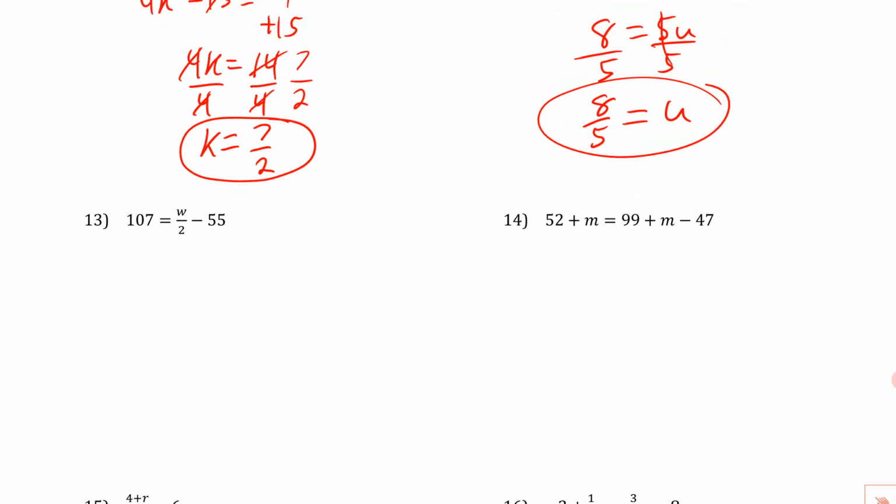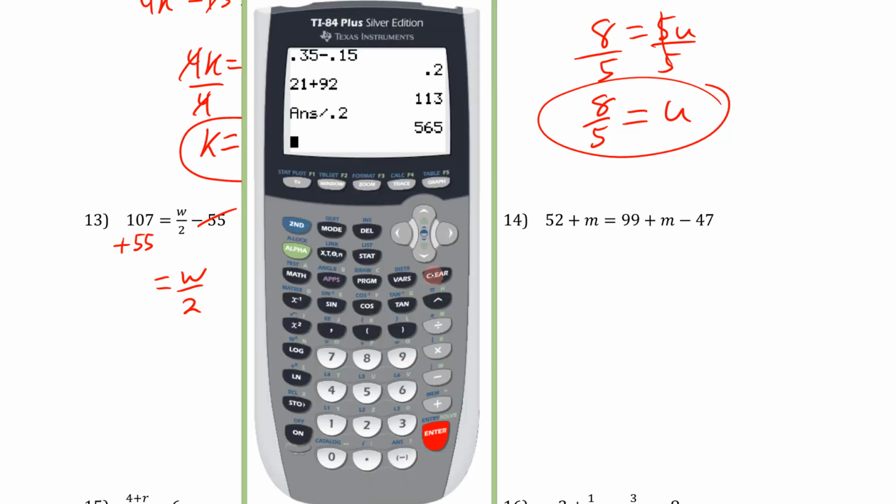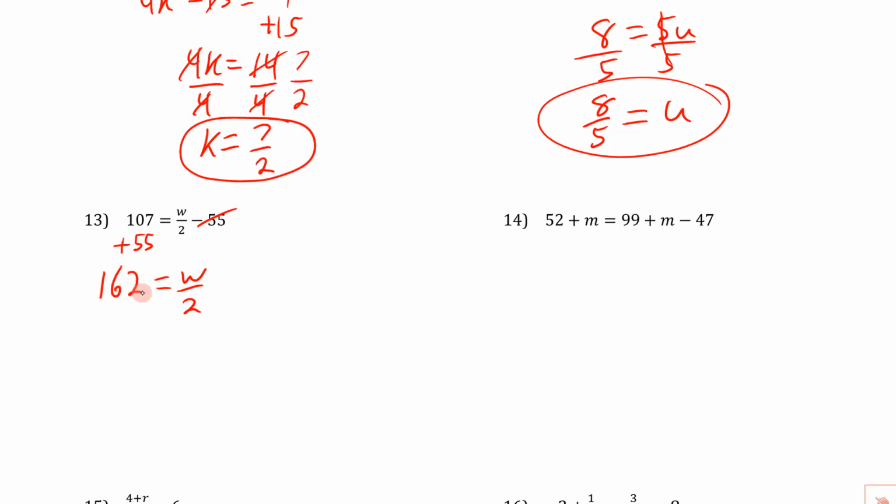Okay, let's take a look at this one. We're going to move the 55 to the other side by adding 55. So we get w over 2 equals, I think I can figure that out. I think that's going to be 162, but let's just double check here. Again, we're getting ready for a test, so let's make sure we're getting this right. 107, and then we're going to add 55. We get 162, so this is 162.